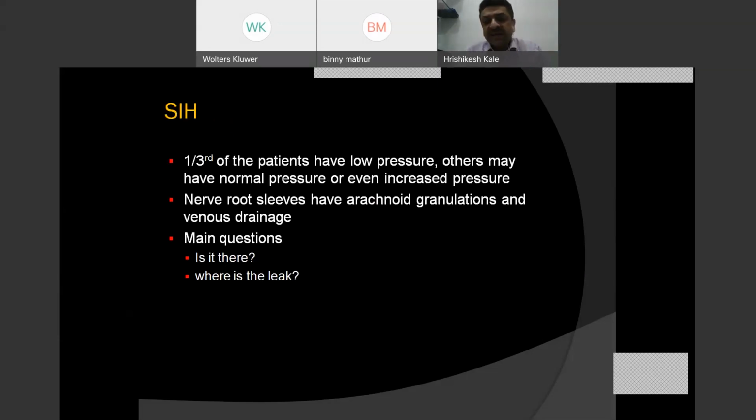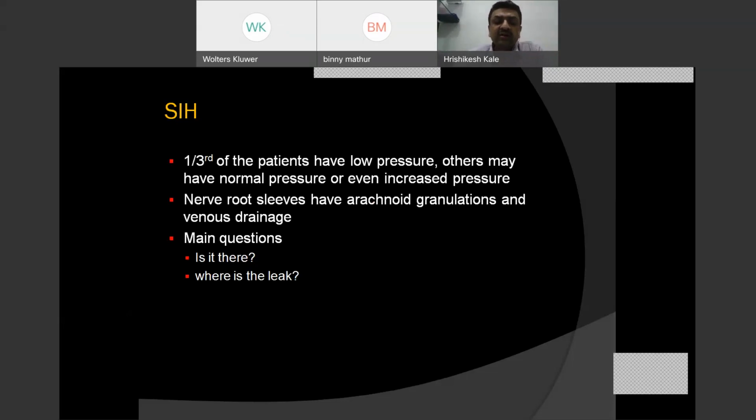So although SIH is defined as a decrease in intracranial pressure to less than 6 centimeters of H2O, one third of these patients may have normal pressure or even increased pressure. So that's something to remember. And why is that? Because sometimes these patients have intermittent CSF leakage, so the pressure can vary a lot, going from low pressure to normal pressure to increased pressure. Another thing to remember is that nerve root sleeves have arachnoid granulations and venous drainage. So these can be the sites of CSF leakage.